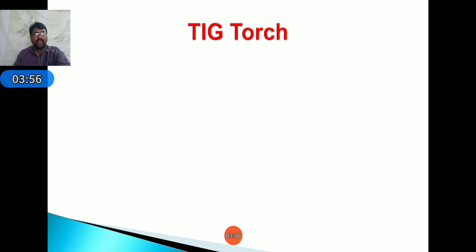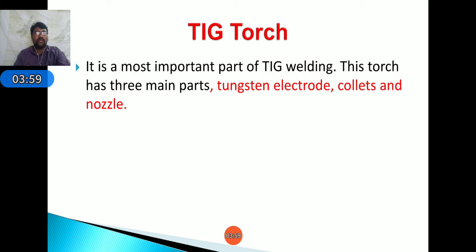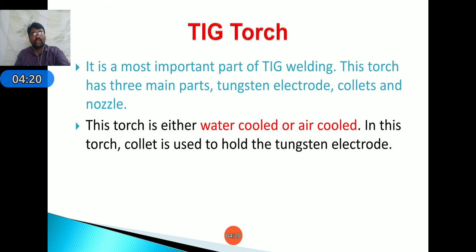Next, coming to the TIG torch. It is the most important part of TIG welding, because in this torch we have the electrode, connecting wire, shielding gas and cooling system all attached. It consists of mainly three elements: the tungsten electrode, collet and nozzle. The torch is either water or air cooled. If more heat is generated, we use water cooled. If the heat generation is low, we prefer air cooled.